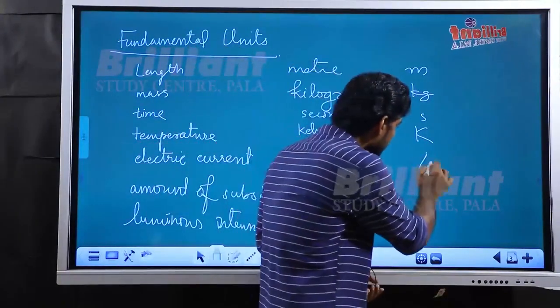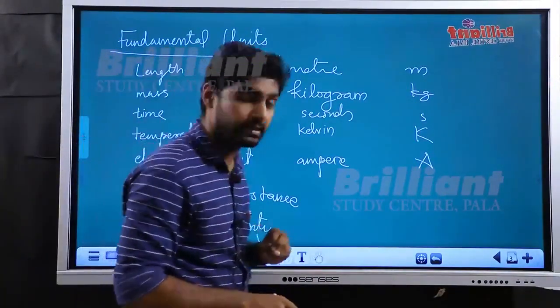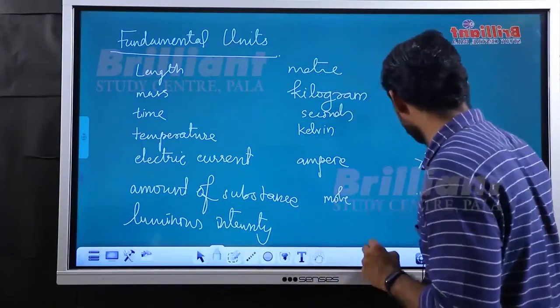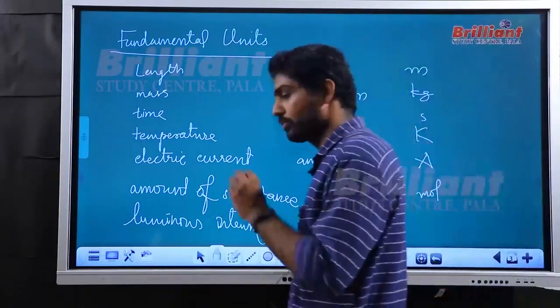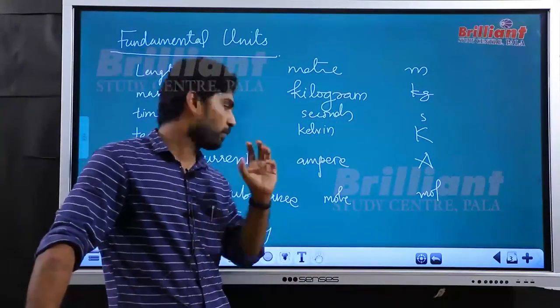And its symbol is A. Then we have amount of substance. And the unit is mole. And the symbol is mole itself. So mole is actually a number. Clearly, it's a number. It's a certain number corresponding to amount of substance.